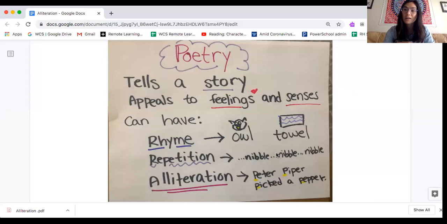So poems are a type of writing that tell a story, just like our fiction stories, or rather unlike our fiction stories. They don't necessarily have characters, plot, or a setting. Poems also appeal to our feelings and our five senses. Poetry can have rhyme, repetition, and alliteration. These are all elements that make poems come to life. Yesterday, we already talked about rhyme and repetition, so today we're going to talk about this third component, alliteration.